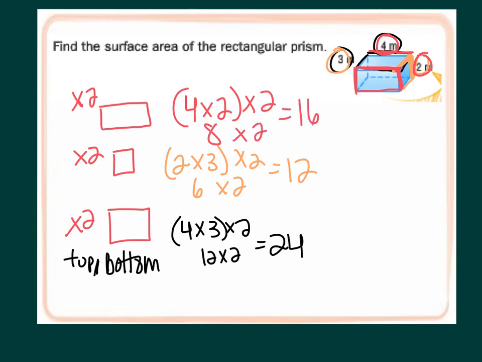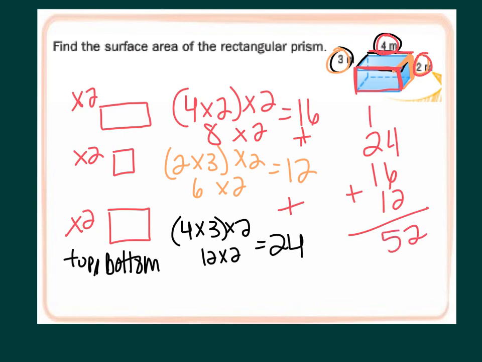Okay, so I did my front and my back, my top and the bottom, and both sides. And now I need to total those all up. So 16 plus 12 plus 24. Okay, total those. 4 and 6 is 10, plus 2 is 12. Carry my 1, 2, 2, 5. So 52 meters squared per surface area.